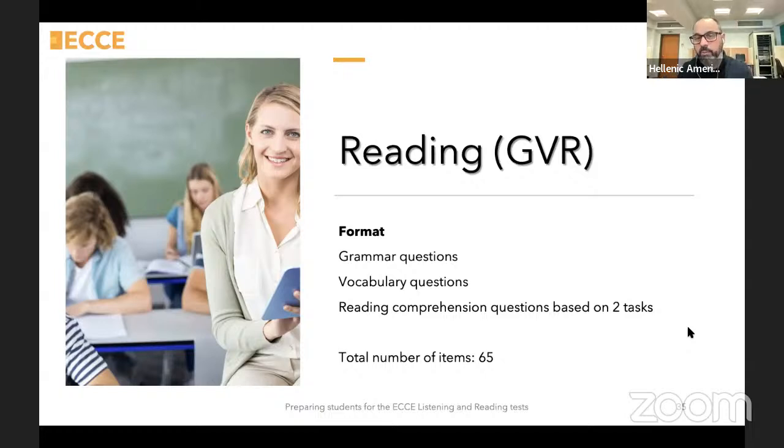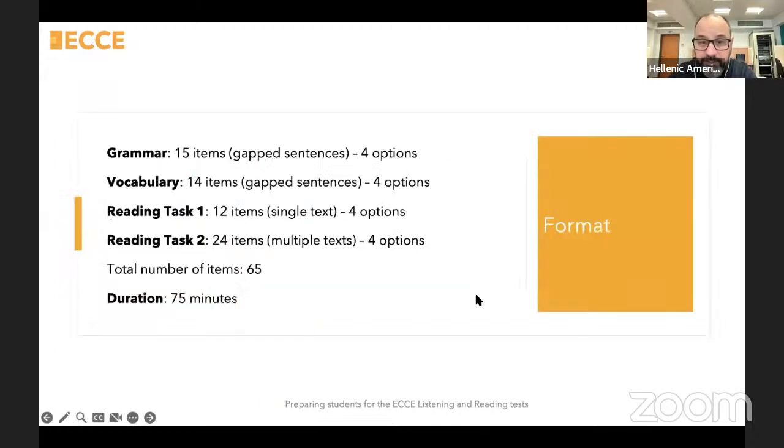Now, for the reading, we've got a familiar format once again. We have those gapped sentences. We got grammar questions, vocabulary questions, and of course, the reading comprehension questions based on two different tasks. And again, you will see so many similarities between the listening and the reading in a few moments. There will be a total number of 65 questions that the test takers will need to answer.